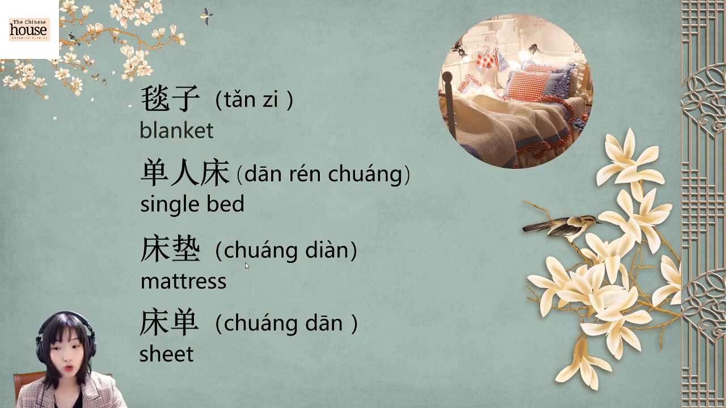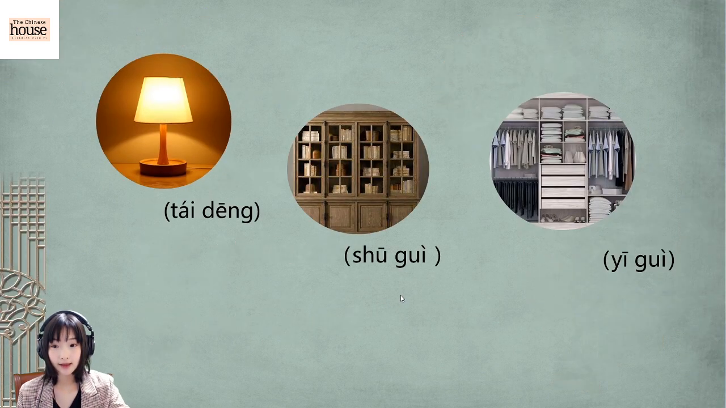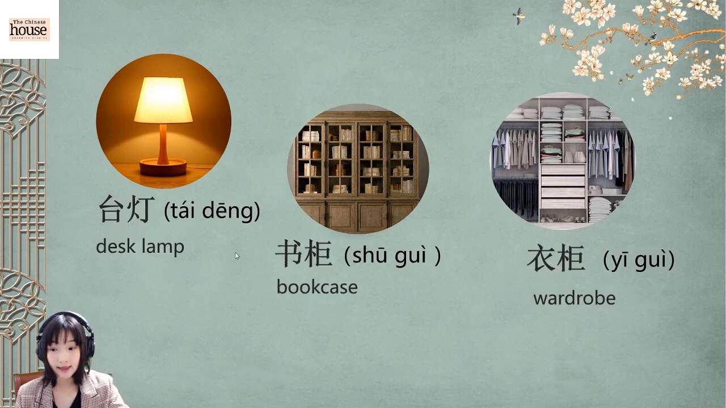Mattress, 床垫. Sheet, 床单, 床单, first tone 单. And then we have desk lamp. We have learned it in housing before. 台灯, 台灯. Let's review it together.